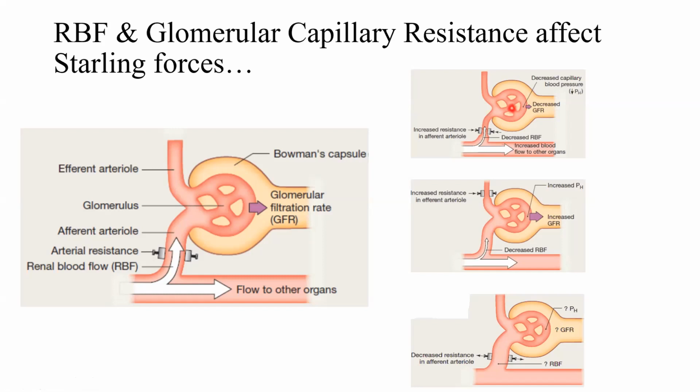Which agent of the Starling forces affects this decrease in GFR? The hydrostatic pressure. Naturally, less blood, less RPF in the glomerulus, less capillary hydrostatic pressure, which is the main filtration agent, and hence less GFR. Okay, this is very clear and simple.